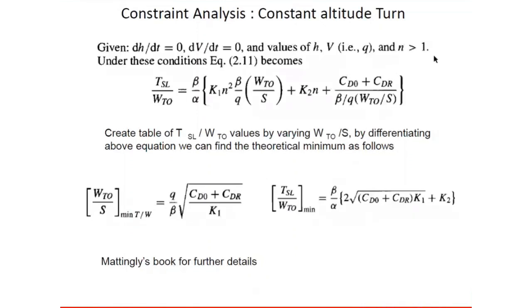So now you have to find out what's the n. Because it's a constant altitude turn, dv by dt is 0, ds by dt is 0, but n is greater than 1. So the n term comes here. So we'll have to plug in that n value and again create a table for this kind of thing.